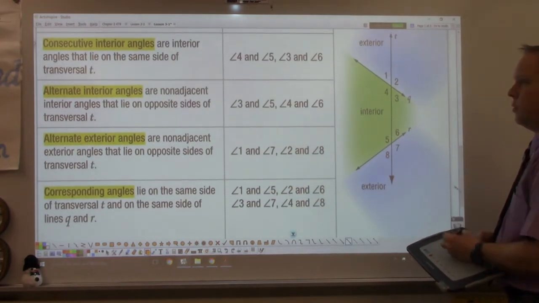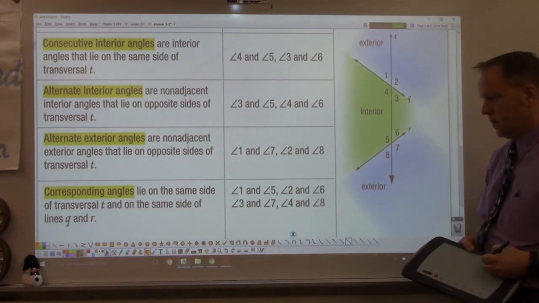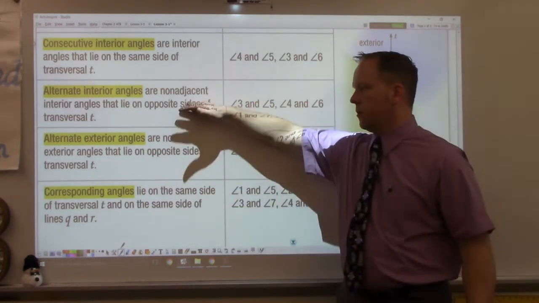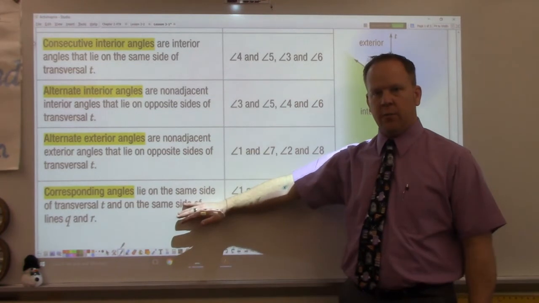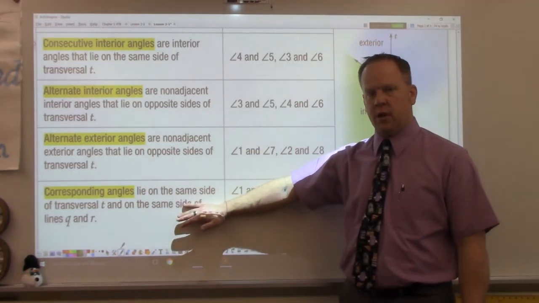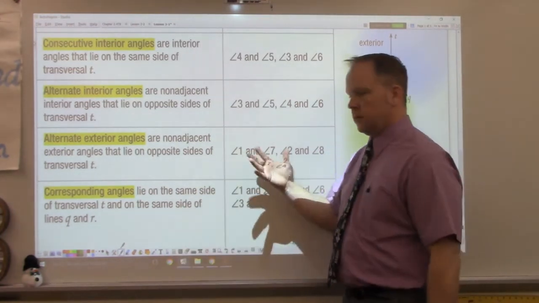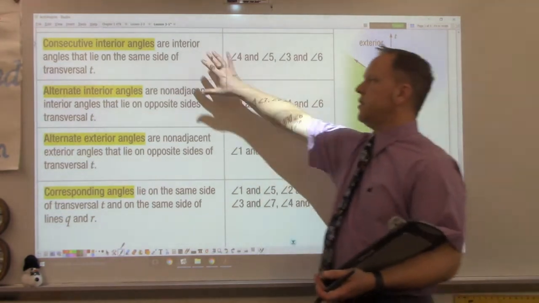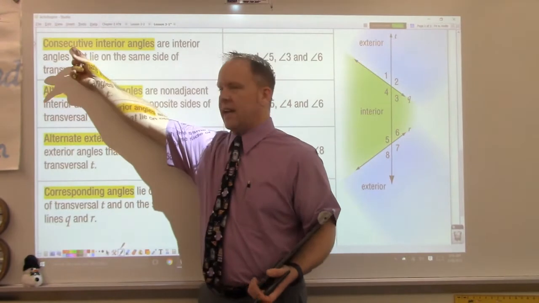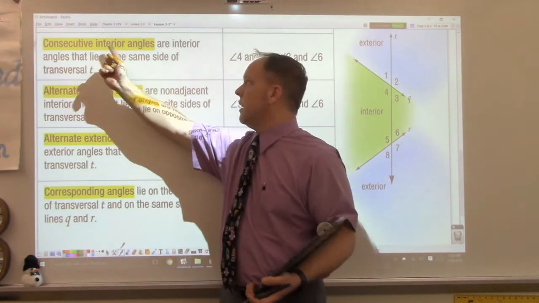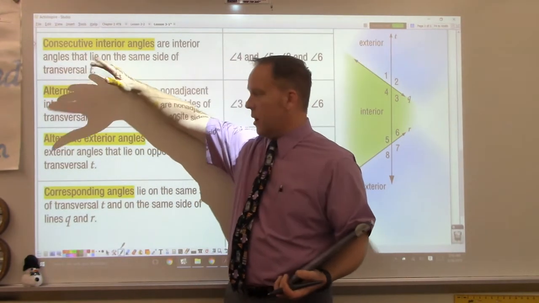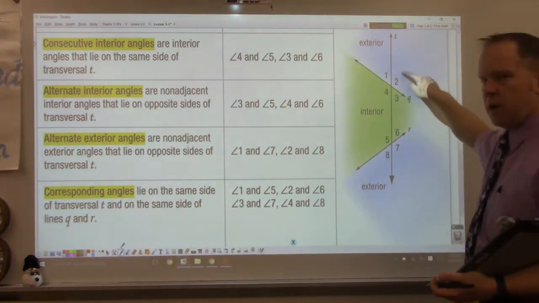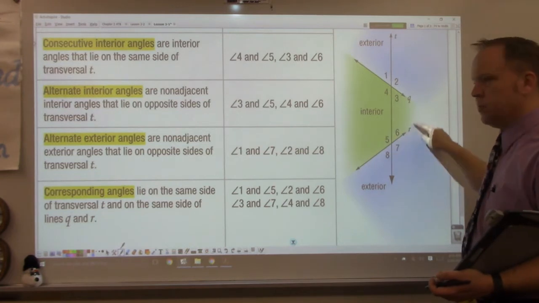There, now I can see my whole diagram a lot better. Here are the 4 main types of angle pair relationships within this chapter that we're going to talk a lot about and deal with, especially with parallel lines. Consecutive interior angles. Now notice the words consecutive, in order, and interior. Now when I'm talking about these 4 angle pair relationships, I'm going to take one angle from this top group and one angle from this bottom group.